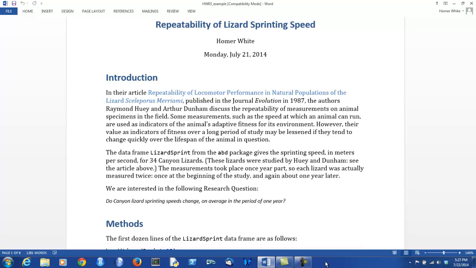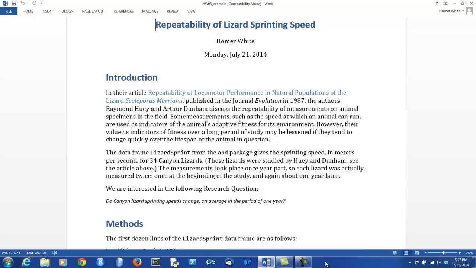So what the authors did was to look to see if the sprinting speed of canyon lizards changes over what would be a fairly short part of their lifespan, just 1 year. If speeds change a great deal over the course of a short part of a lizard's lifetime, then using their speed as a measure for their adaptive fitness to their environment might cause difficulty in other biological studies.